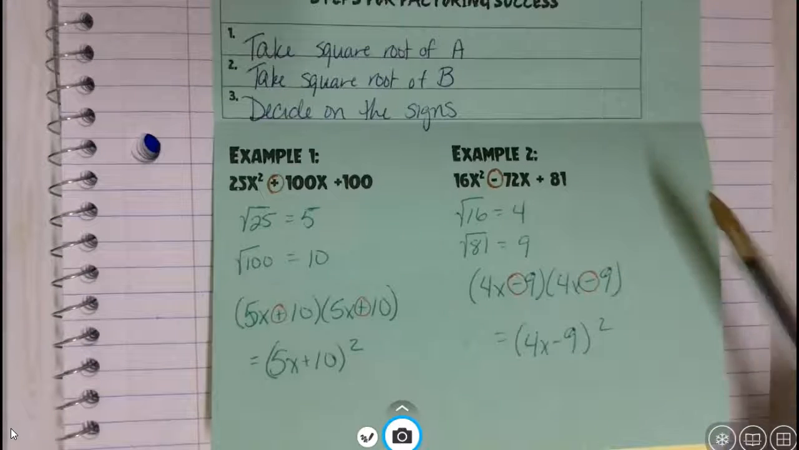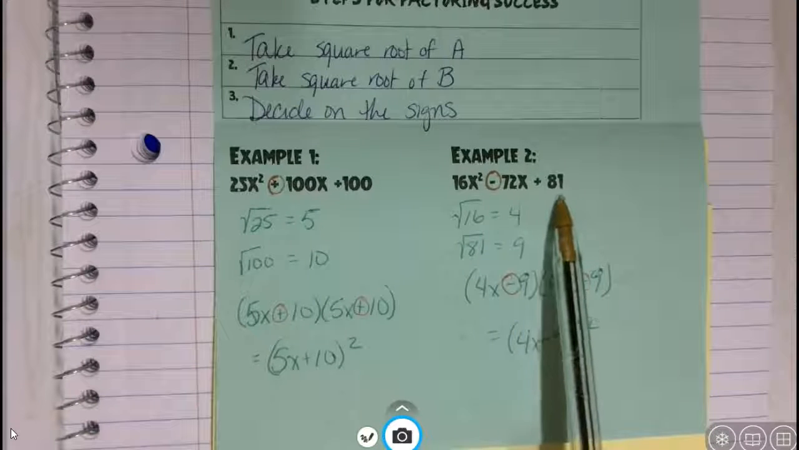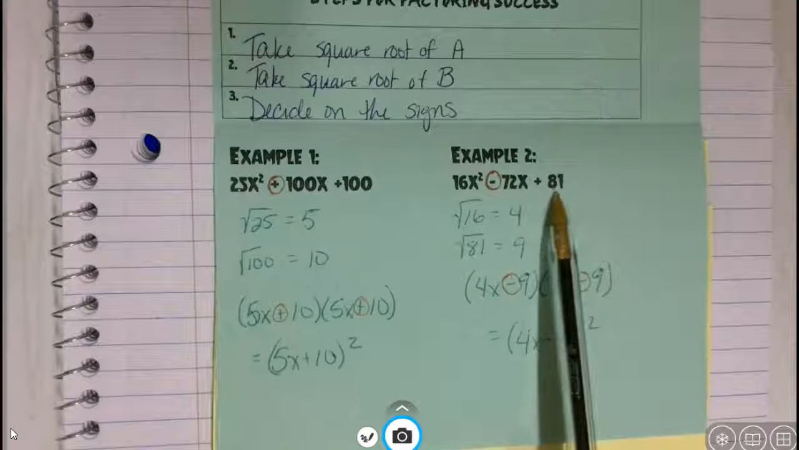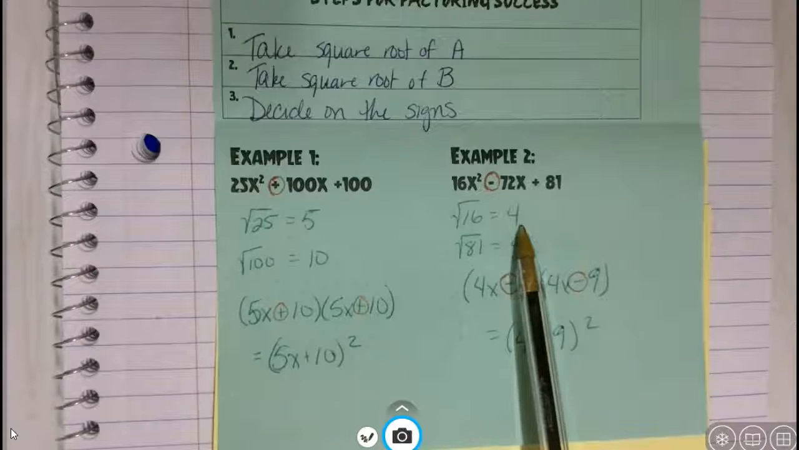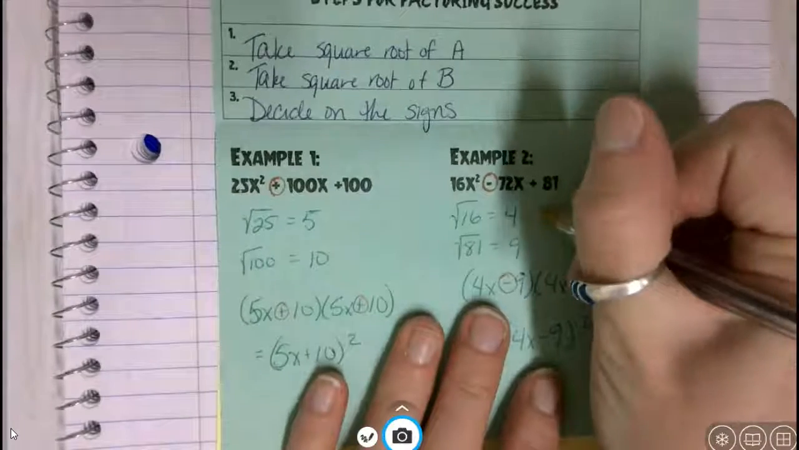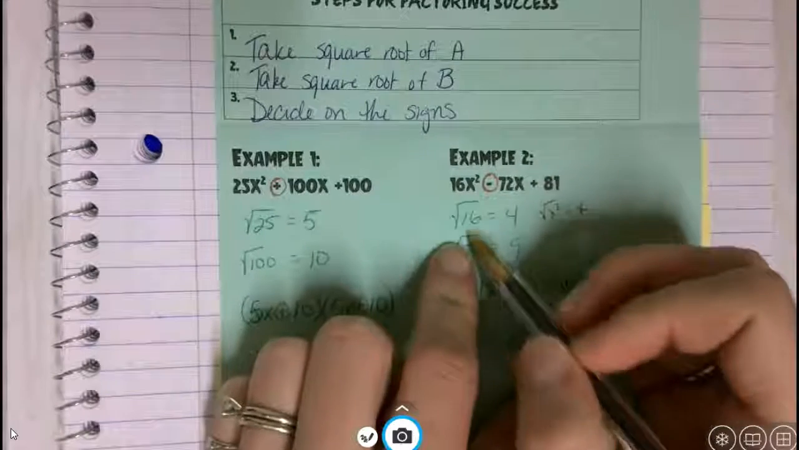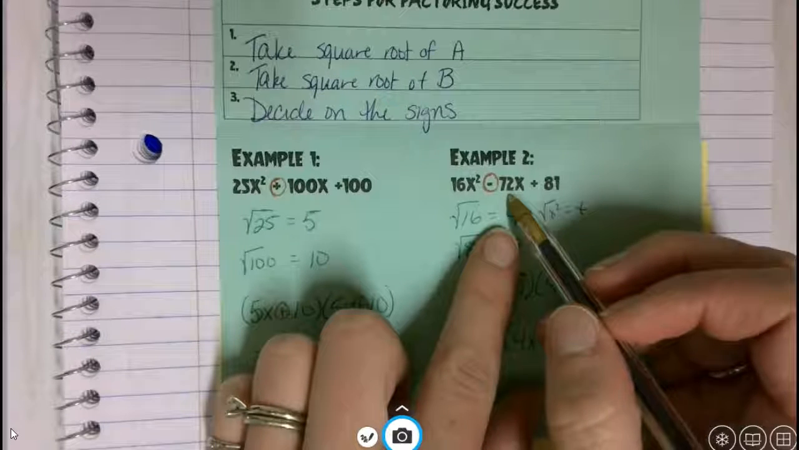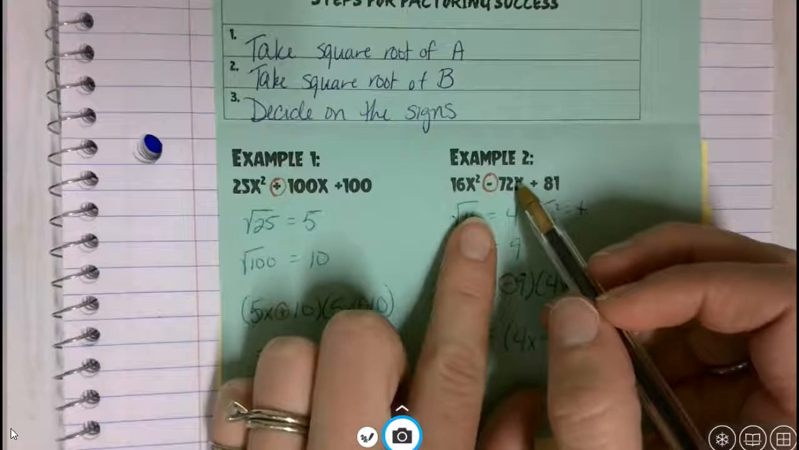So here's our next example. Here I have 16x squared minus 72x plus 81. Again, I know the square root of this first one, and I know the square root of my second one. So the square root of 16 is 4, and the square root of x squared is x. I'm going to put that in here as well, because that's also part of my first term. The square root of 81 is 9. Let's see if I get this 72 in the middle. Well, 9 times 4 is 36, times 2 gives me 72.